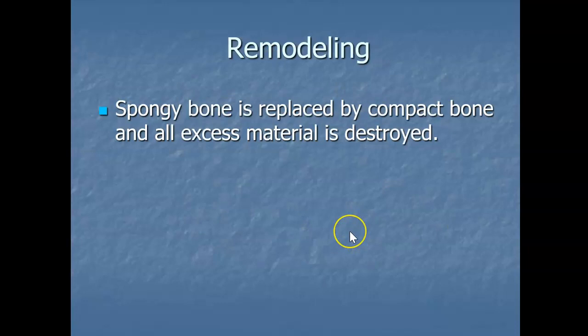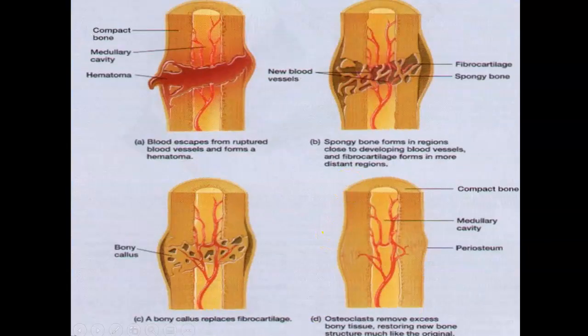The last stage then is remodeling, and this is when the spongy bone ends up being filled in with compact bone, and any excess debris, cells, and material ends up being destroyed. At this point, we have a fully healed bone. And again, you can see here where that spongy bone that was formed ends up solidifying into compact bone.